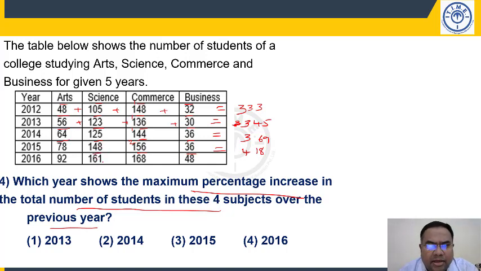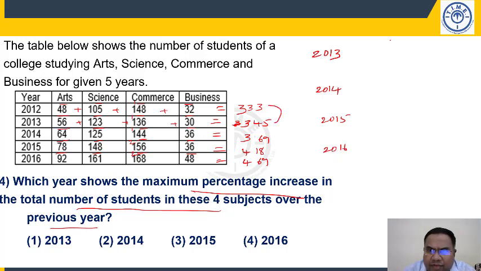Then 116 plus 61, 177, 179 plus 90, 269, 469. These are the totals. Now, this is the total number of students in all 4 subjects in each year: 2012, 2013, 2014, 2015. So 2013, 2014, 2015, 2016. Which year is the percentage increase highest?